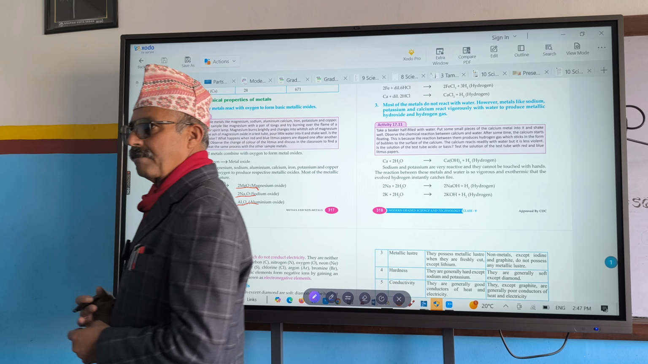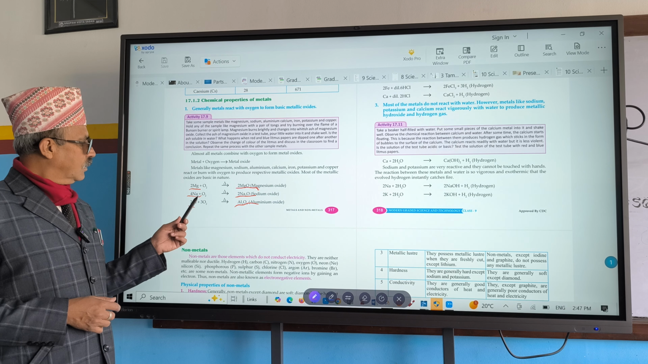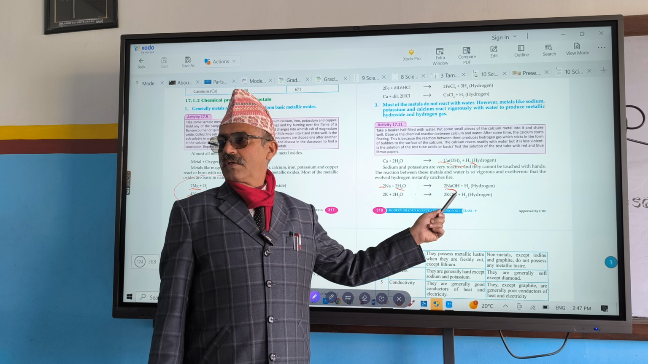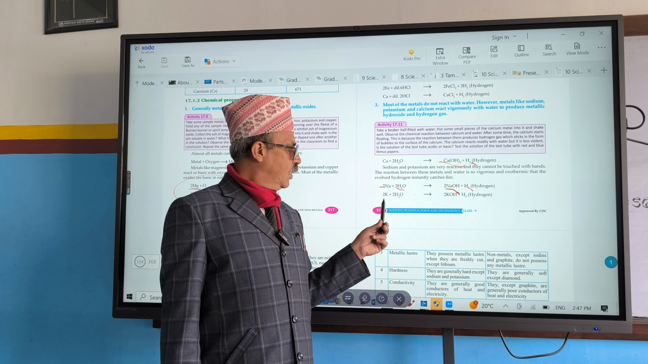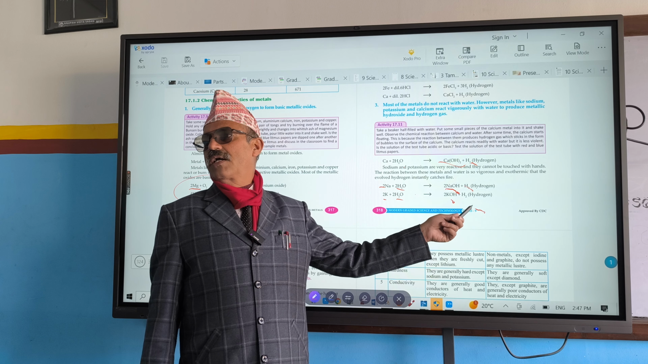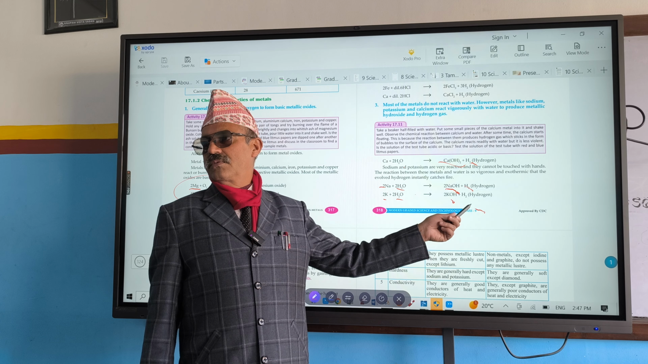Third one, they react with water. Calcium reacts with water and forms calcium hydroxide and hydrogen. Sodium reacts with water and what do they form? Sodium hydroxide and hydrogen. Potassium reacts with water and what do they form? Potassium hydroxide and hydrogen. Hydroxide plus hydrogen is formed. So these are the three chemical properties.